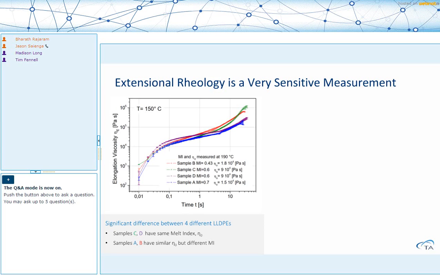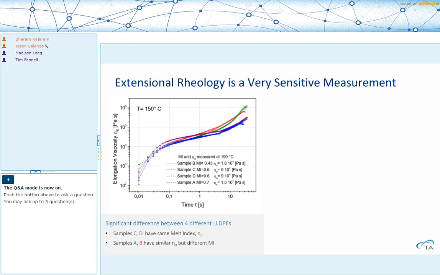The other 2 materials, samples A and B, have very similar zero shear viscosities, but they have very different melt indices. And sure enough, they process very differently when you're subjecting them to elongational deformations.